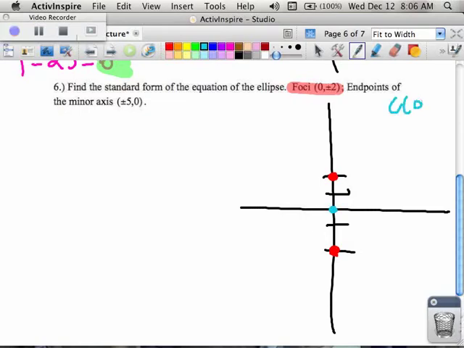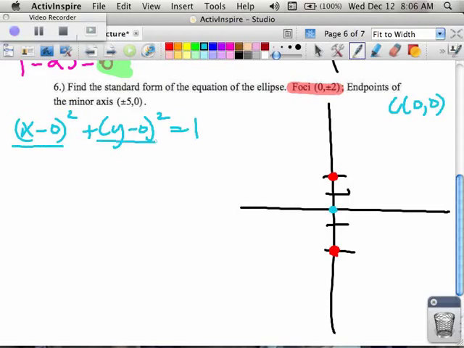So my center is at 0, 0, which means I can start off my equation as x minus 0 squared plus y minus 0 squared equals 1. And then I want to write down that information, of course, that the distance to my foci is called c, and that distance is 2 for future reference.